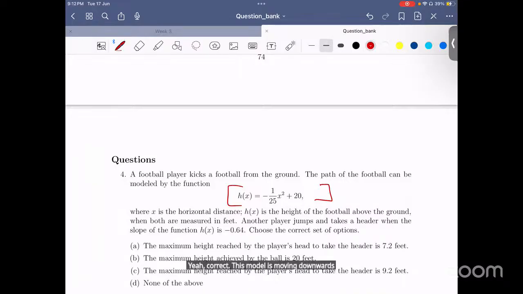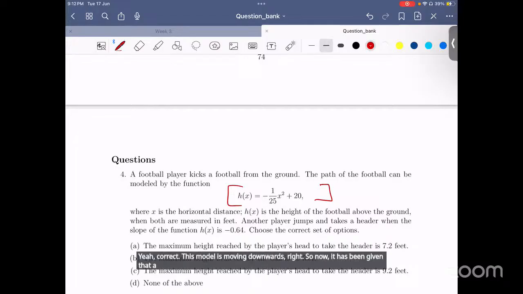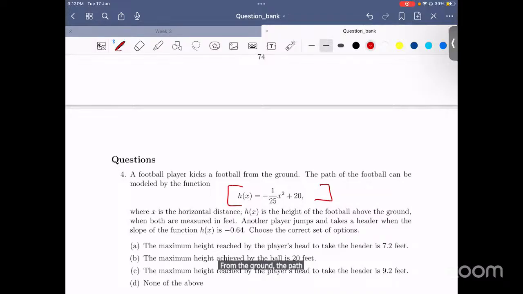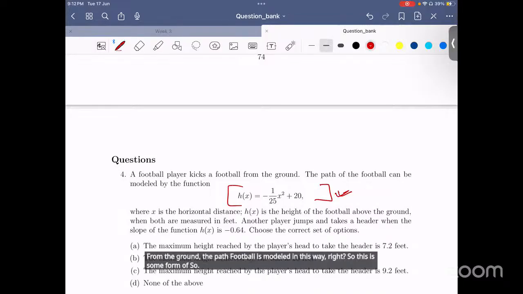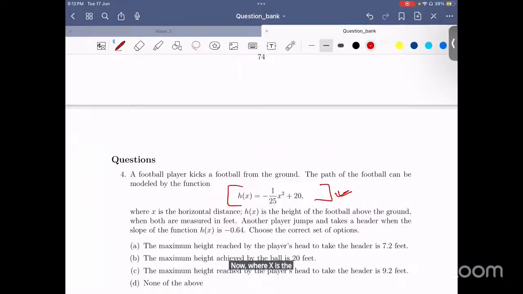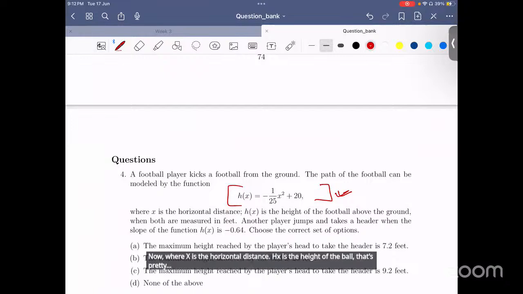Now it has been given that a football player kicks a football from the ground. The path of the football is modeled in this way, so this is going in some form of a parabola. Where x is the horizontal distance, h(x) is the height of the ball above the ground. Both are measured in the same unit, which you don't have to worry about, because the answer will also be in feet.